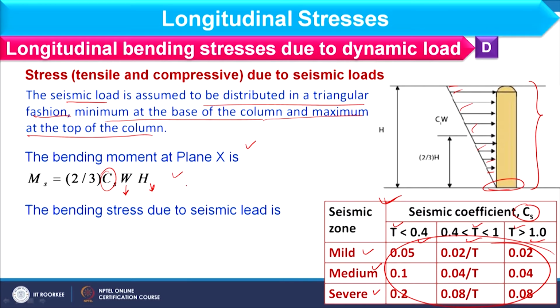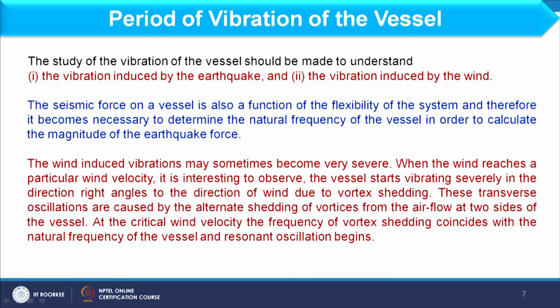Now, once you have the bending moment due to seismic load, you can find out the bending stress due to seismic load. The expression is the same as we have discussed with the wind, but here we have MS value, not MW. So, in this way we can count the dynamic load in the shell, which basically causes bending stresses. And now we will discuss a few points about the period of vibration of the vessel.